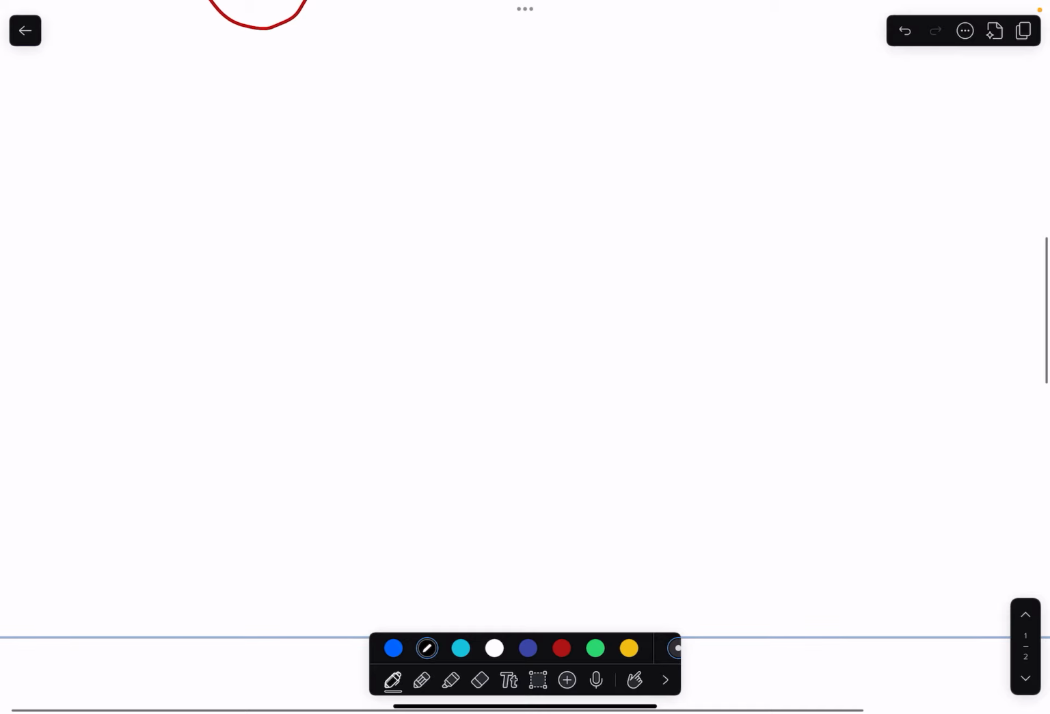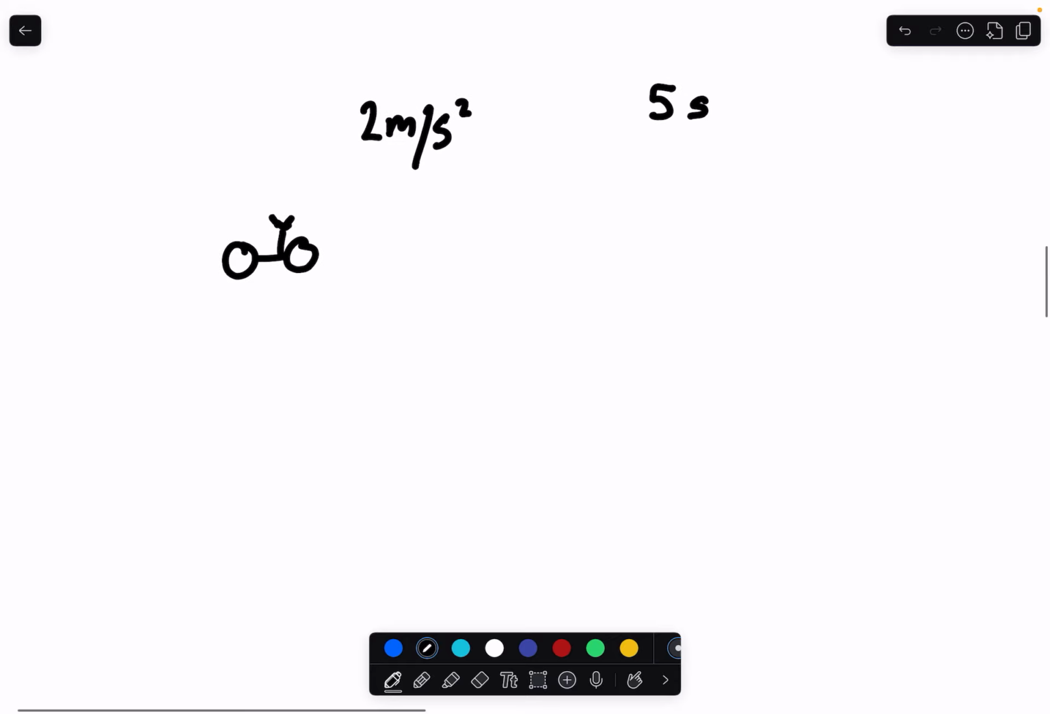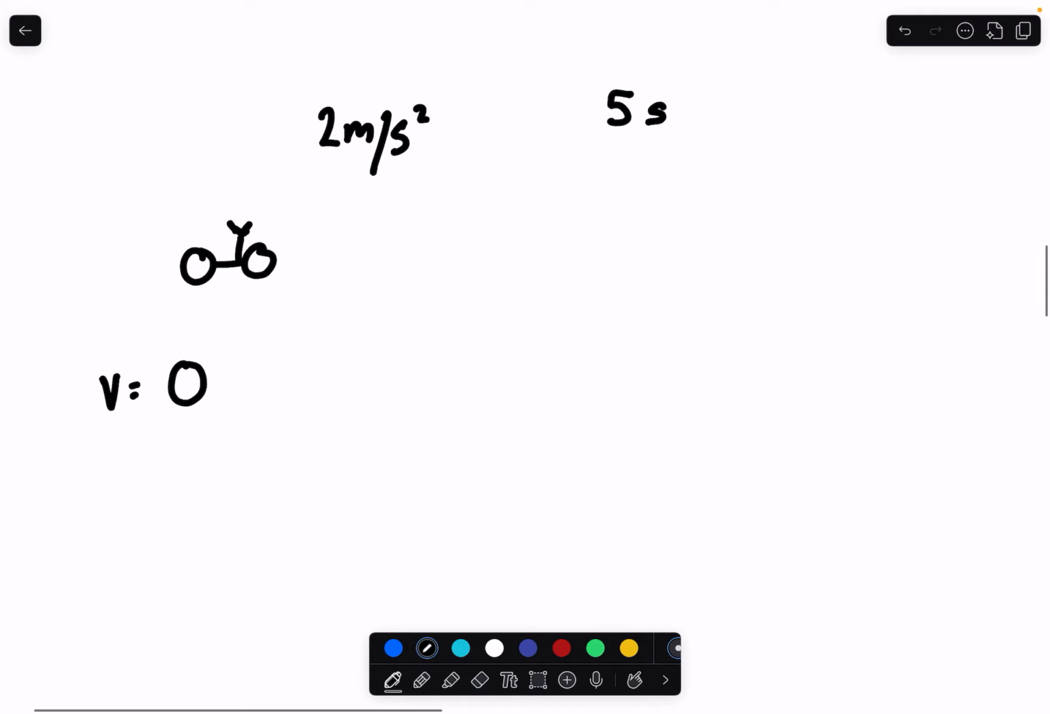We're going to do one more question here concerning acceleration. If a bike starts completely still, it's a pretty good bike, and it's accelerating 2 meters per second squared for 5 seconds, then what's its final velocity? So what this means is that at the very start, the velocity of the bike is 0. But each second that passes, the bike's going to be moving 2 meters per second faster.